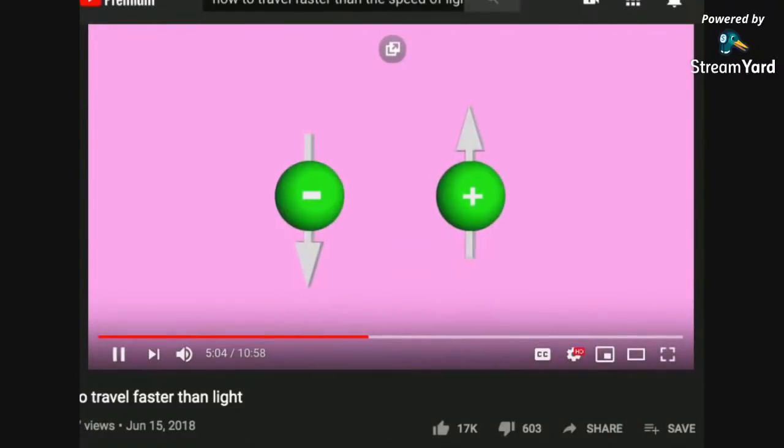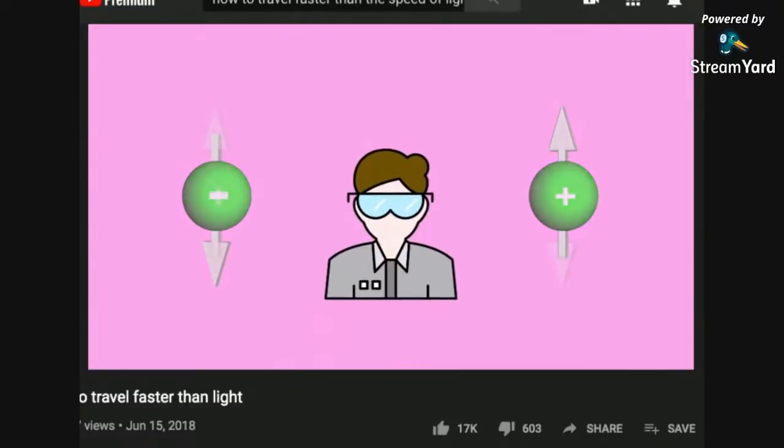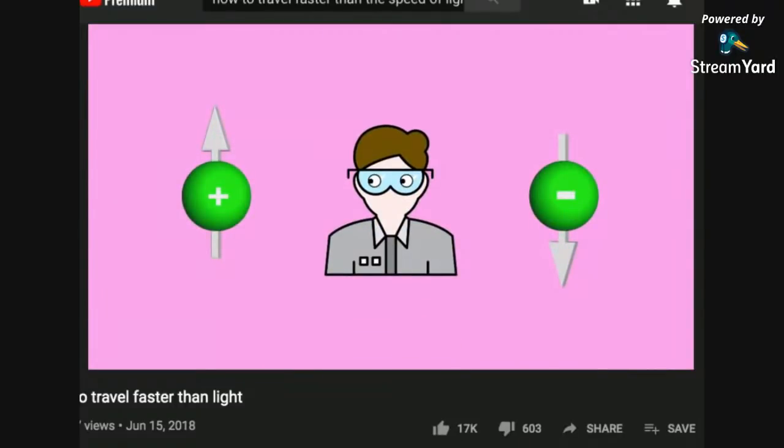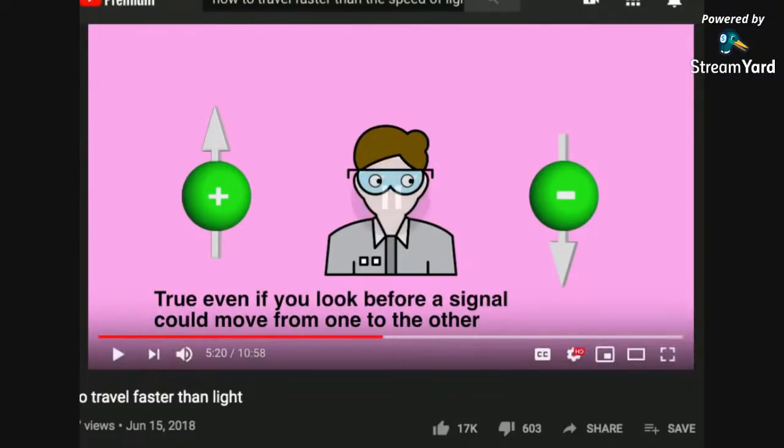You then separate the two particles by a large distance and look at one of them. Say you find that it's a plus spin. If you look at the other particle, you'll find it's a minus spin every single time. And this will be true even if you look at the second particle so quickly.